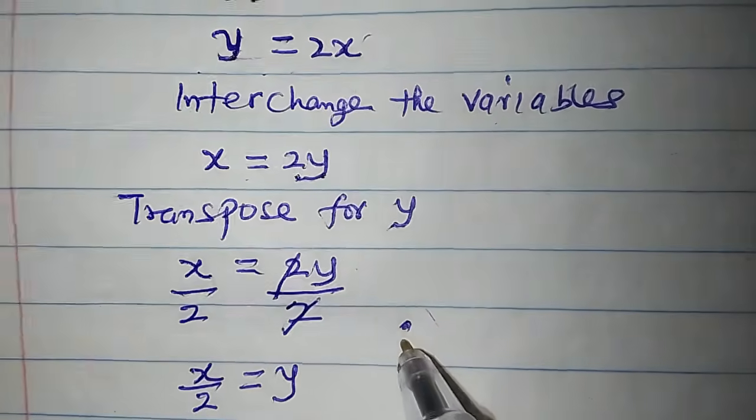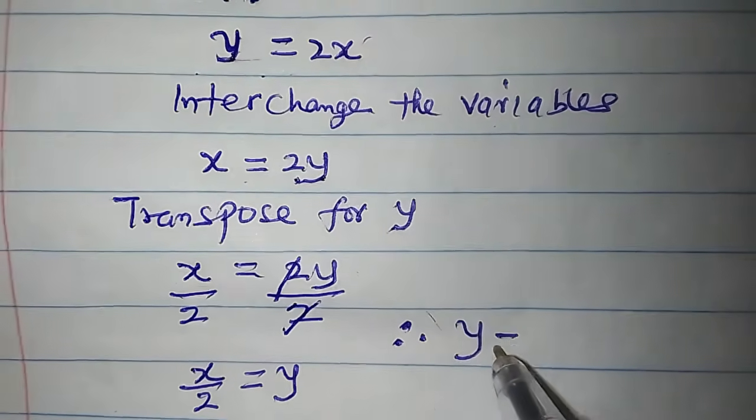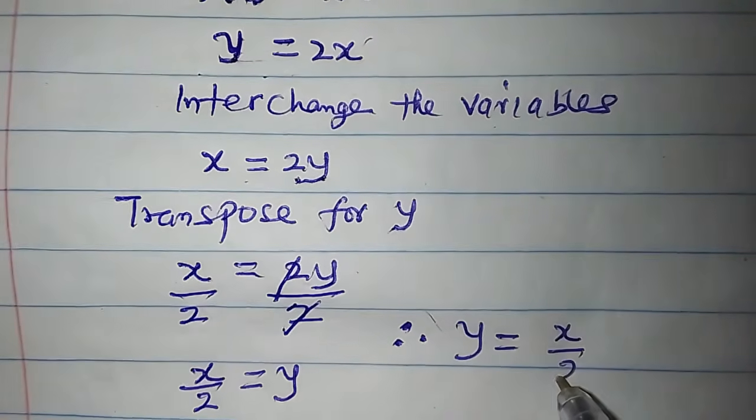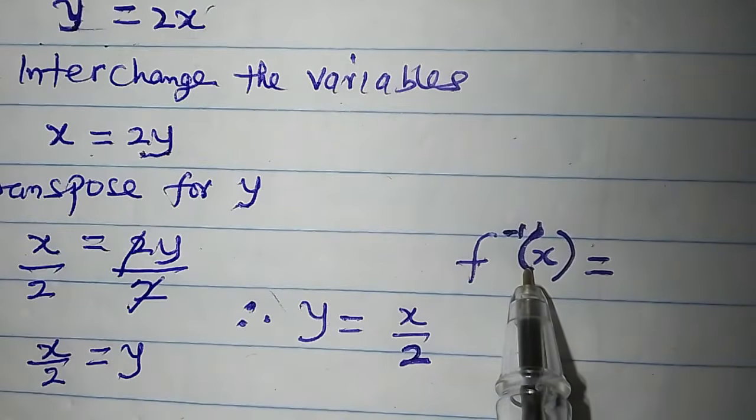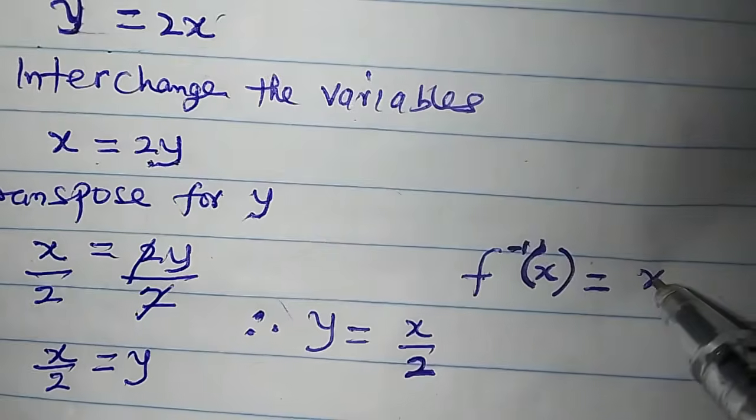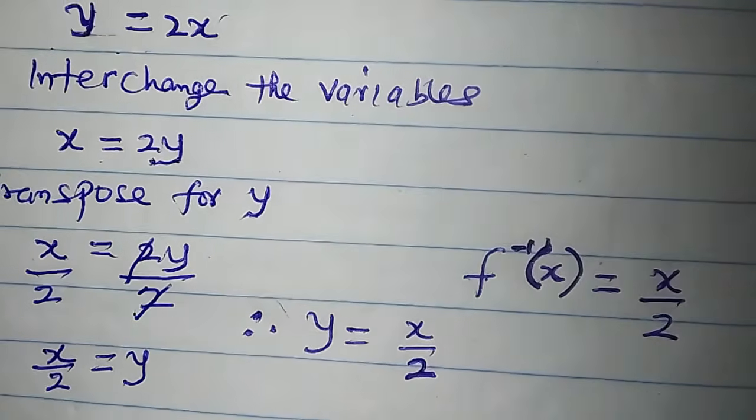That means y is equal to x all over 2. Therefore, f inverse of x is x upon 2.